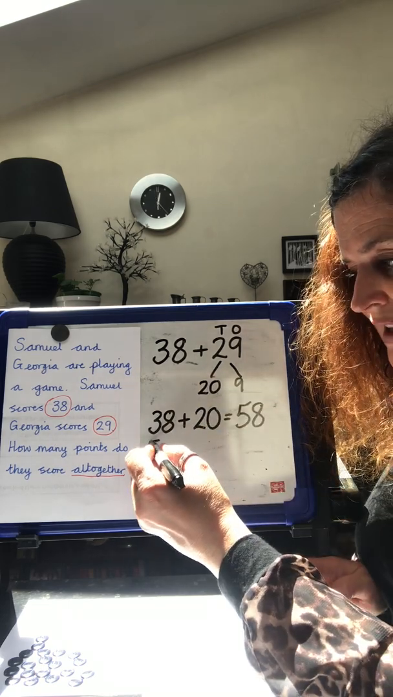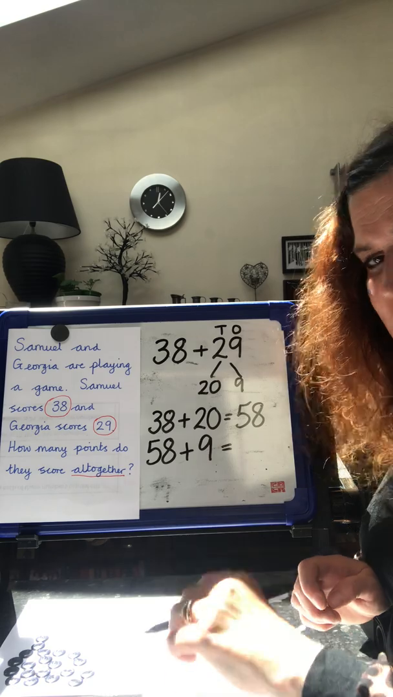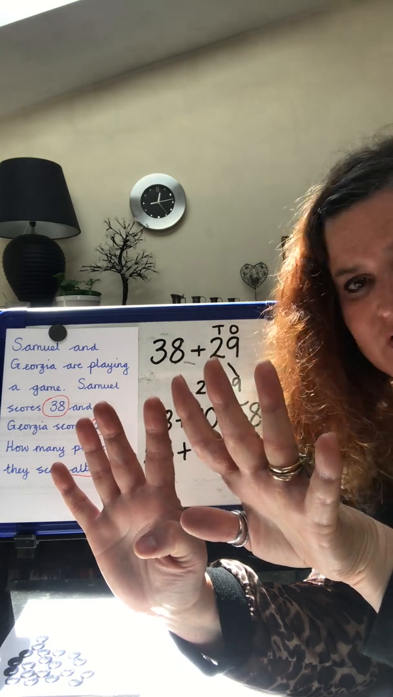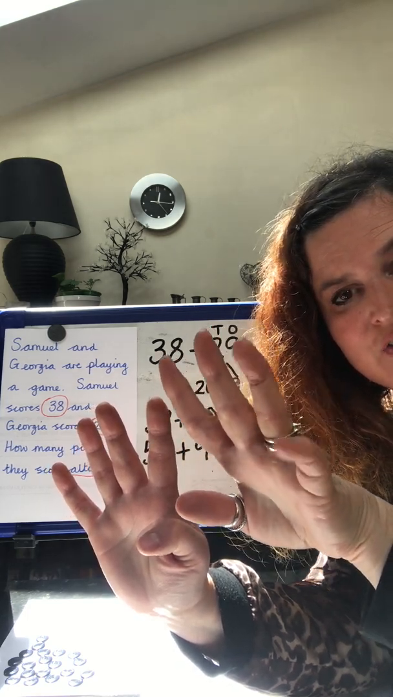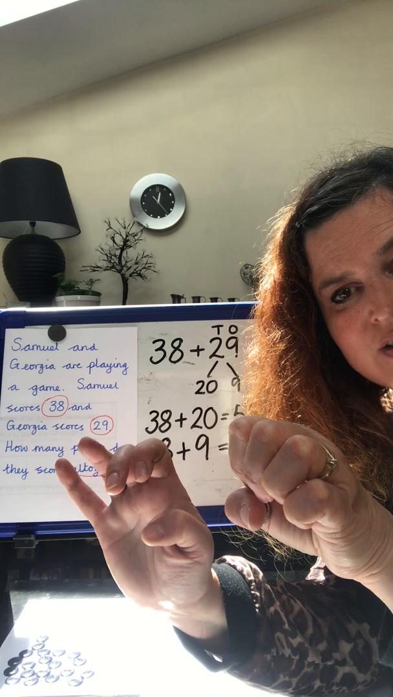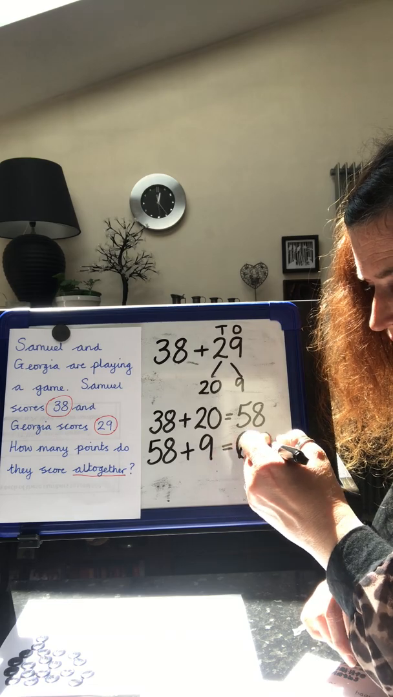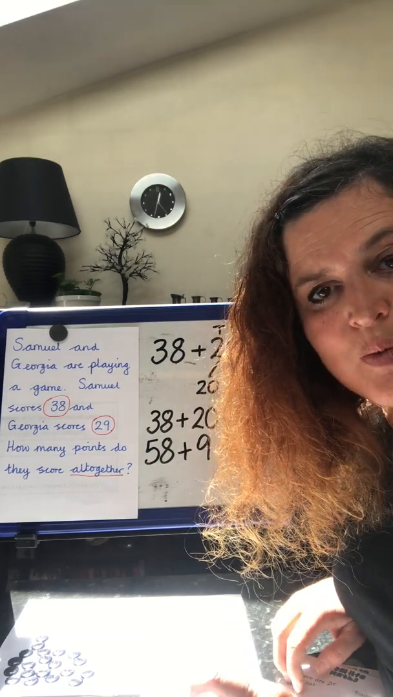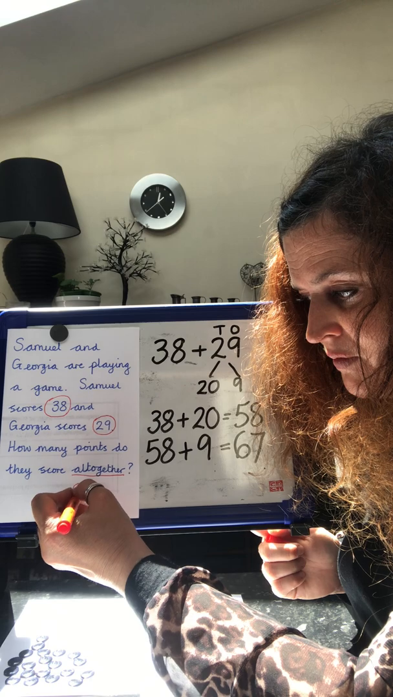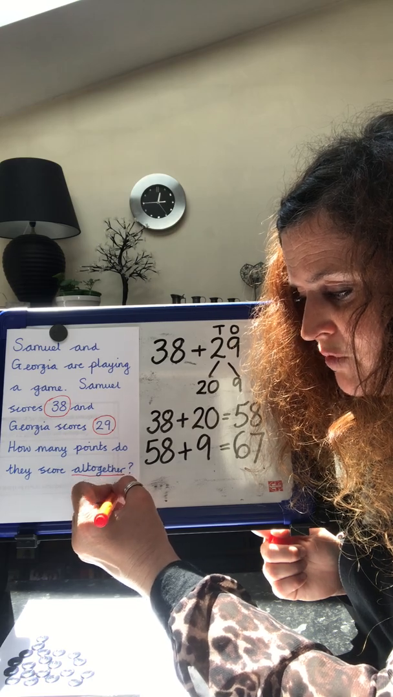I take the number 58 down and then I need to add on the 9 1s. So I'm going to add on 9 1s. So I'm going to start with 58 in my head, 58, 59, 60, 61, 62, 63, 64, 65, 66, 67. So I make the answer 67. So the answer to the question, how many points do they score altogether? They score 67 points altogether. 67.